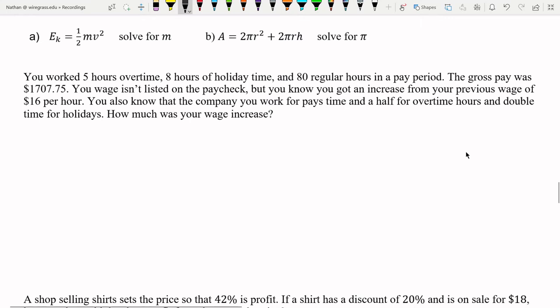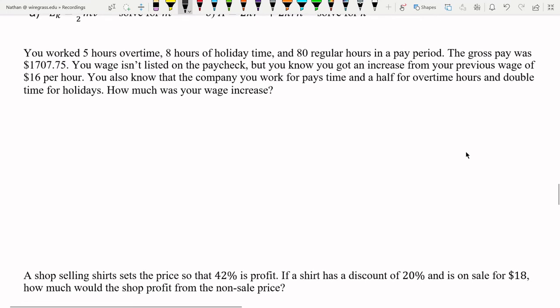All right, we are back to this problem again. Here we have the different pay scales and everything. We got 1707.75. We're asking, what is our wage increase? Whenever you're solving a word problem using linear equations or really anything, the most important thing is to know what is the thing you're looking for and give that a variable. In this case, we want a wage increase.